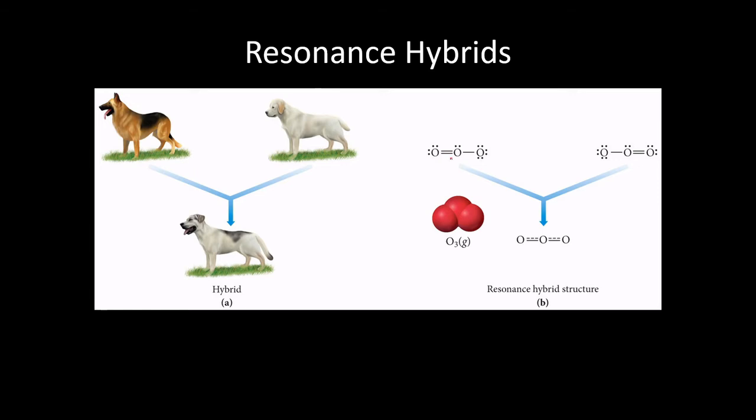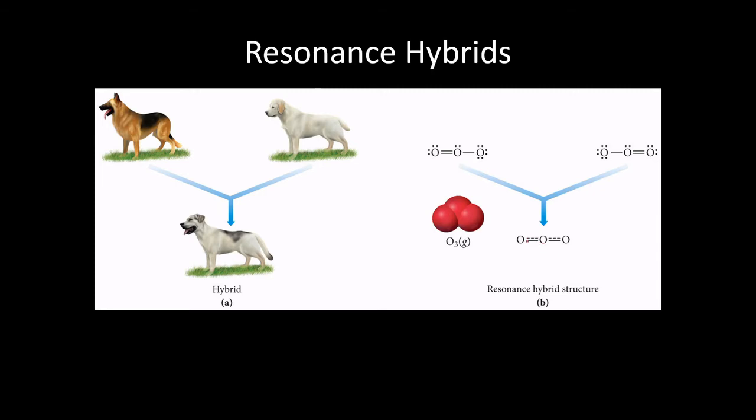So the example here is ozone. You can have ozone with a double bond on the left and a single bond on the right, or you could have it with a double bond on the right and a single bond on the left. In this case, both of them are exactly the same in terms of how likely they are. You have the same formal charges, and you have the same elements, and so one structure is not better than the other. And so the resonance hybrid is exactly halfway between.